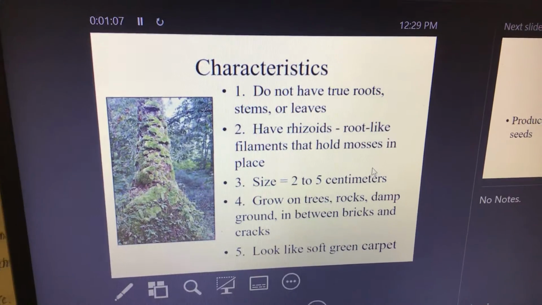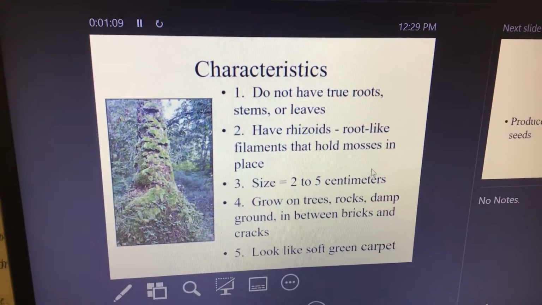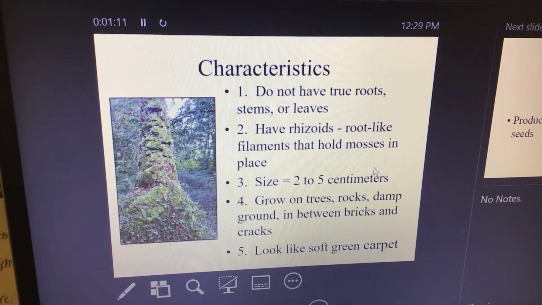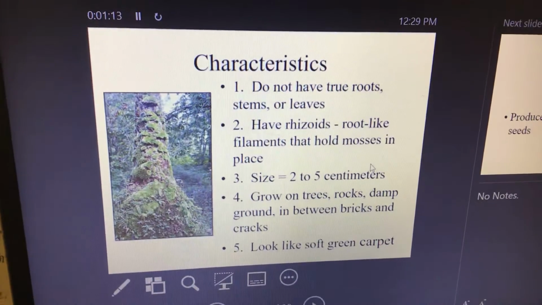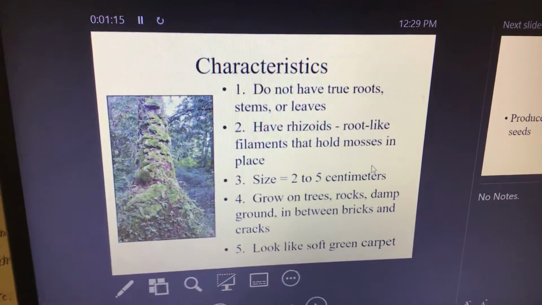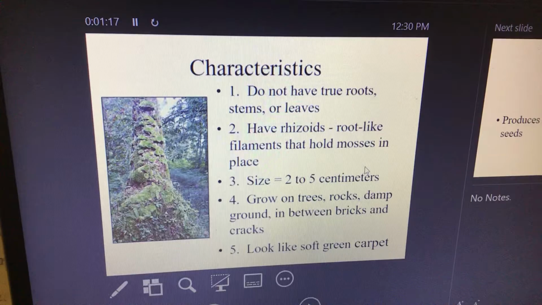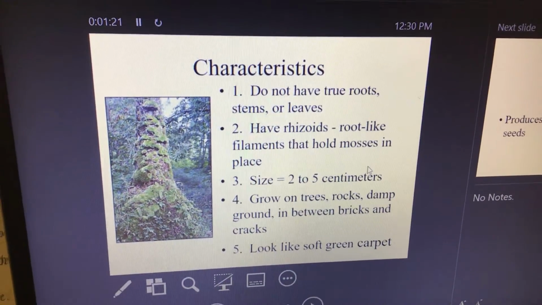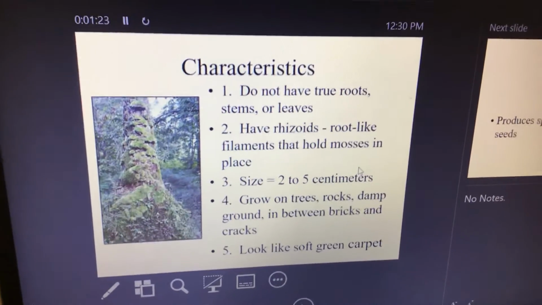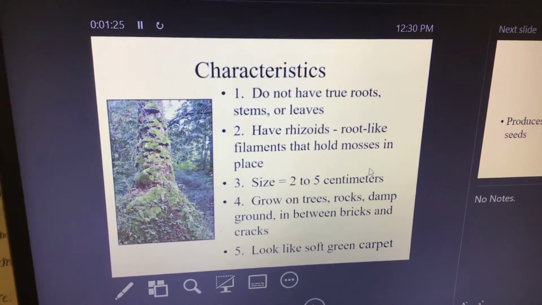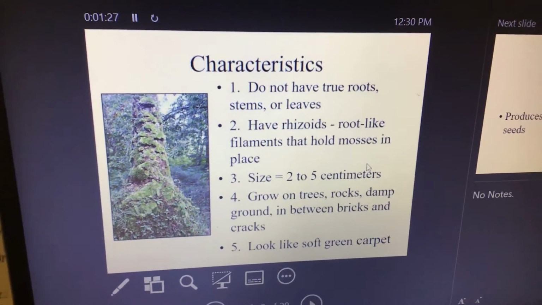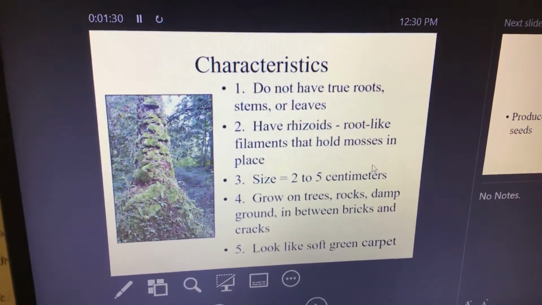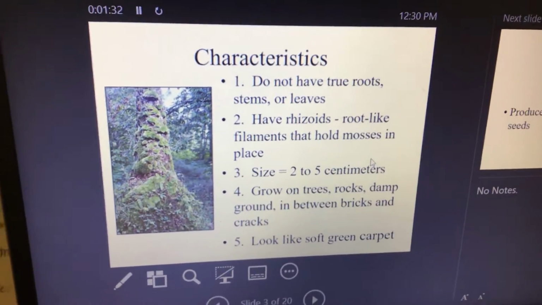Seedless non-vascular plants like a moss do not have true roots, stems, or leaves. If you think about it, it doesn't have real roots because it doesn't have to soak up water. It doesn't have tubes. It doesn't have stems. Usually stems are on taller plants. It's not very tall, and stems are usually tubes. It doesn't have what we consider real leaves as well.